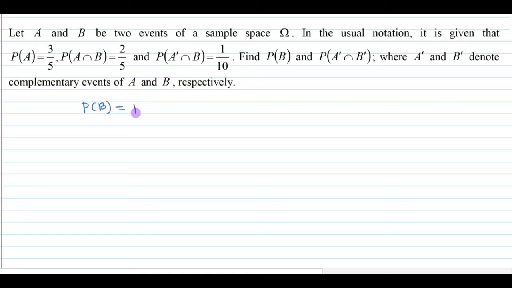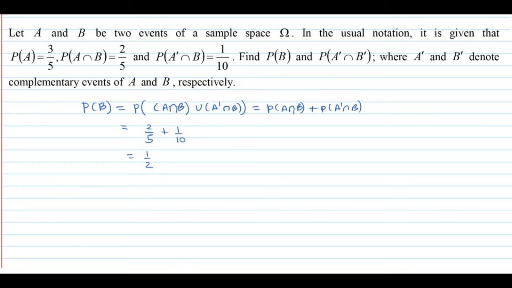P(B) is equal to P of (A intersect B) union (A dash intersect B), equal to P(A intersect B) plus P(A dash intersect B). P(A intersect B) is 2 divided by 5 and P(A dash intersect B) is 1 over 10. Then we get the answer as P(B) is equal to 1 over 2.